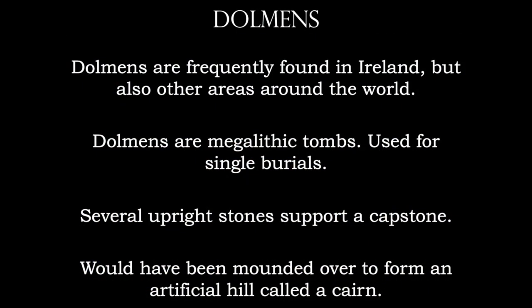And I also want to talk a little bit about dolmens, because this is another form of megalithic architecture, and these were tombs. Dolmens are frequently found in Ireland, but also in other areas around the world, primarily throughout England and Northern Europe. So several upright stones are placed close together, and then there's a lintel, or capstone in this case, that is even larger than all of the other stones, and these would have been then mounded over to form an artificial hill or a cairn.